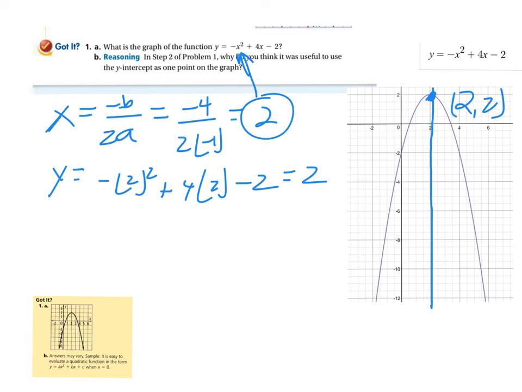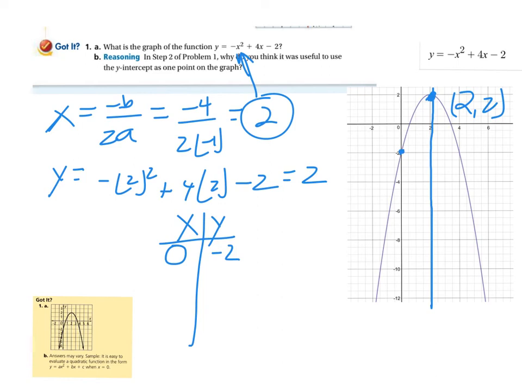Now it's time to find some points. I'm just going to make a short chart here, x and y. I'm going to put in 0, and I'm putting 0 in because I want that y-intercept. It's an easy one to get. So I plug 0 into the original. Obviously, when both x's are 0, I'm going to get -2. So I get the point 0, -2 right here.